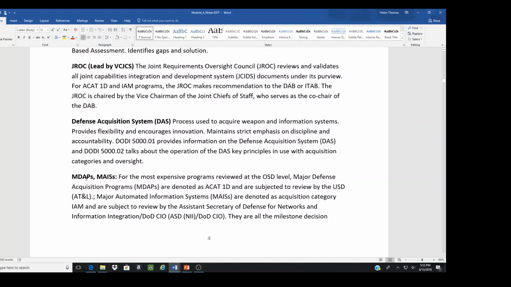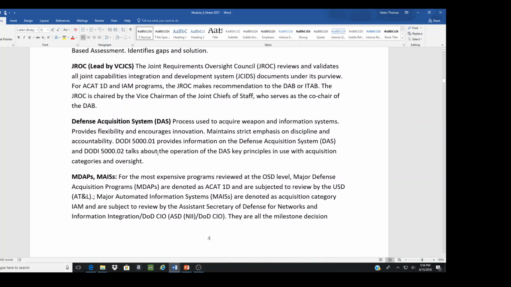So your major defense acquisition programs and major automated information systems are the most expensive programs, reviewed at the Office of the Secretary of Defense level. MDAPs are denoted as Acquisition Category 1D if they're at that level. And if it's a major automated information system, it is considered 1AM and is subject to review by the Assistant Secretary of Defense for Networks and Information Integration. So, your technology folks here.